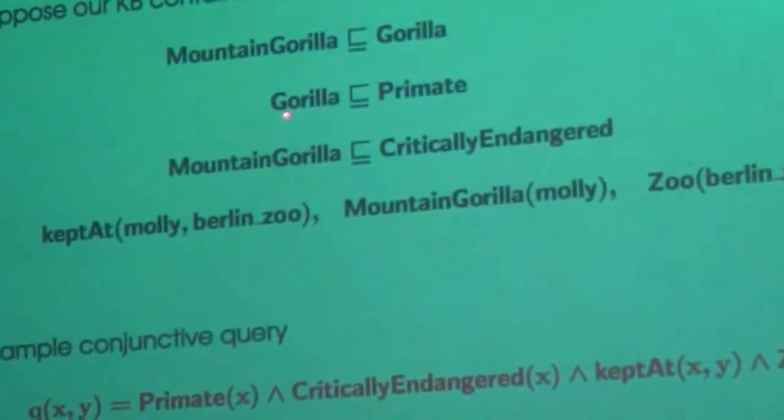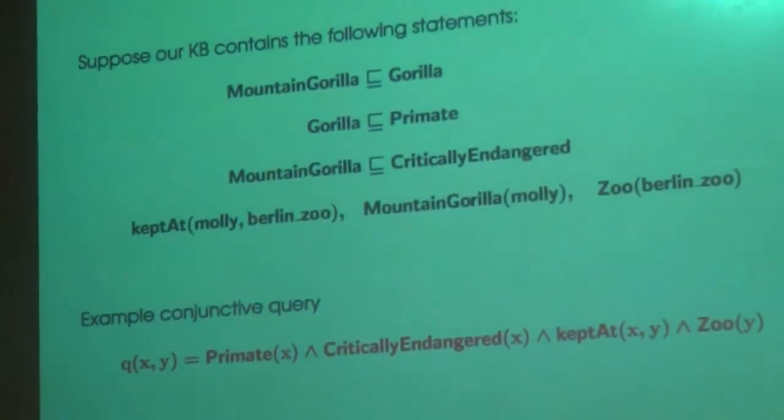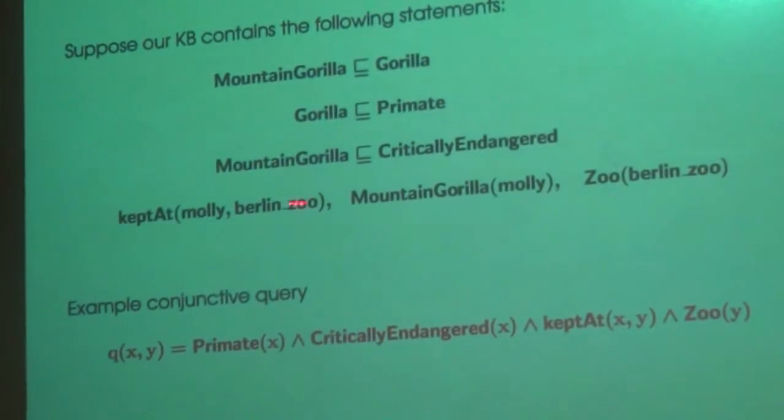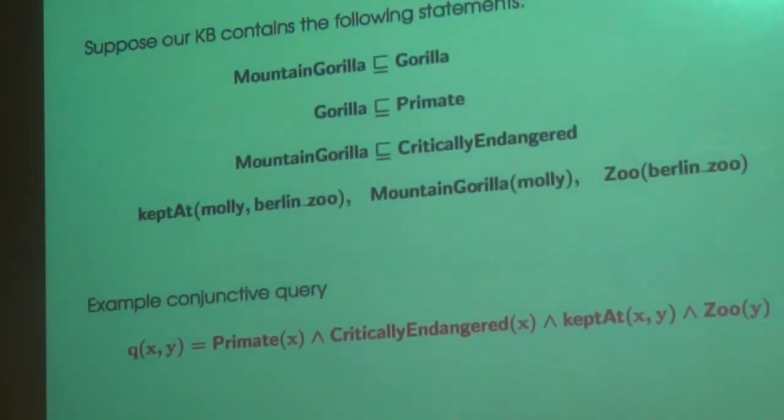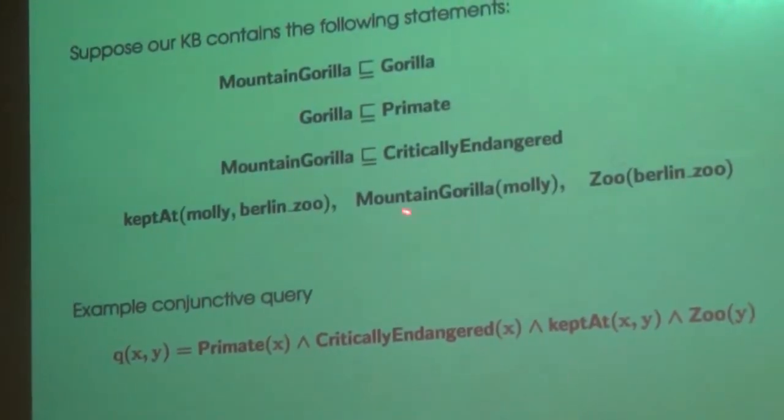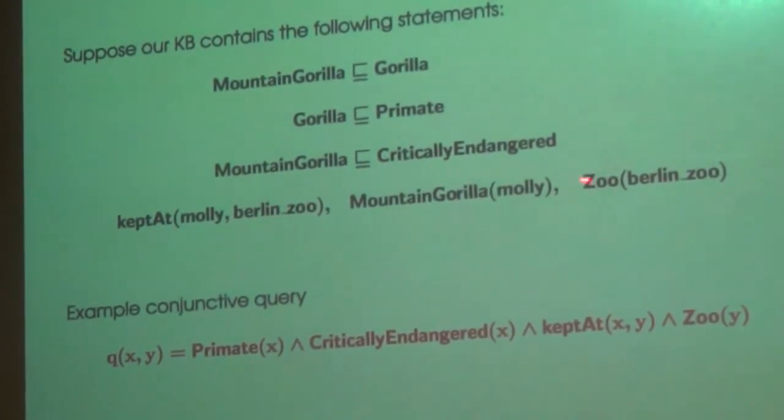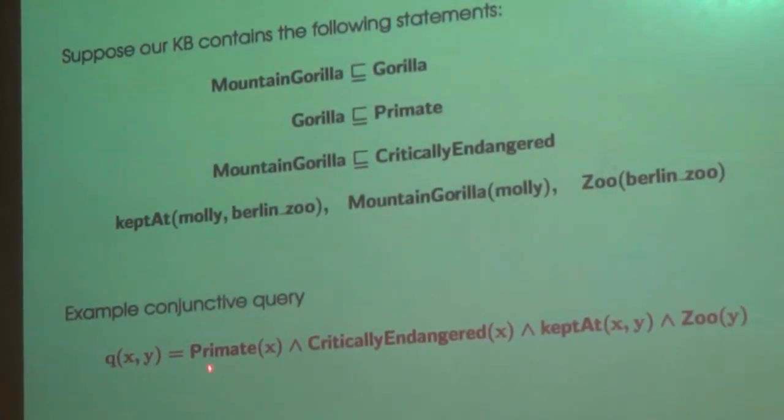A very simple example: suppose I have a really simple ontology, just inclusions. Mountain gorillas are primates, and mountain gorillas are critically endangered. Then I have some facts, probably a lot more, but here are 3. I know that Molly is a mountain gorilla who is kept at the Berlin Zoo, and the Berlin Zoo is a zoo. Then a conjunctive query I might ask is something like this.